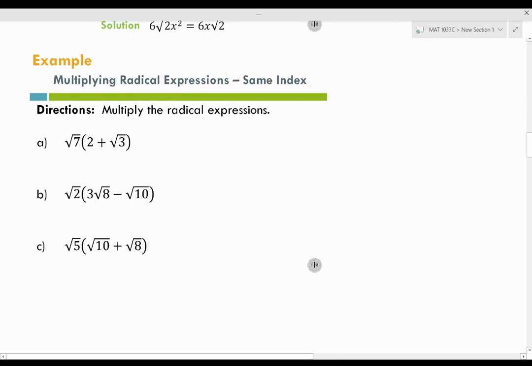Let's try these. It says multiply the radical expressions. So for A, we've got a monomial times a binomial. So we're going to use the distributive property when we multiply. So we're going to say square root of 7 times 2 and the square root of 7 times square root of 3. So square root of 7 times 2.